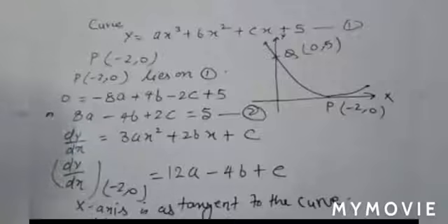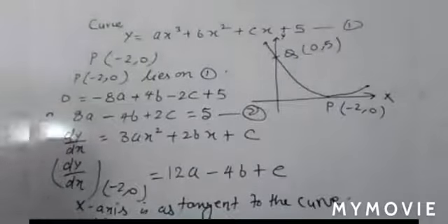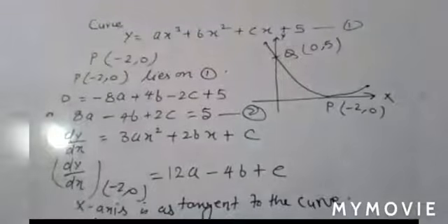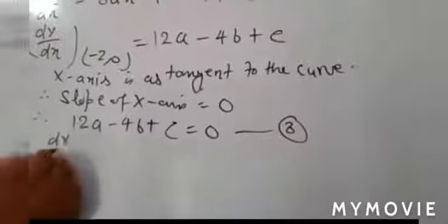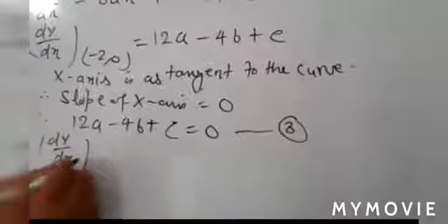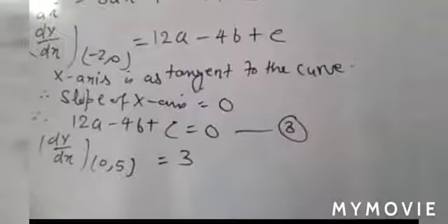Now it is given that the value of dy by dx at the point 0, 5 is equal to 3. That is given in your question. So you write in this way, since dy by dx at the point 0, 5 is equal to 3. That is given.